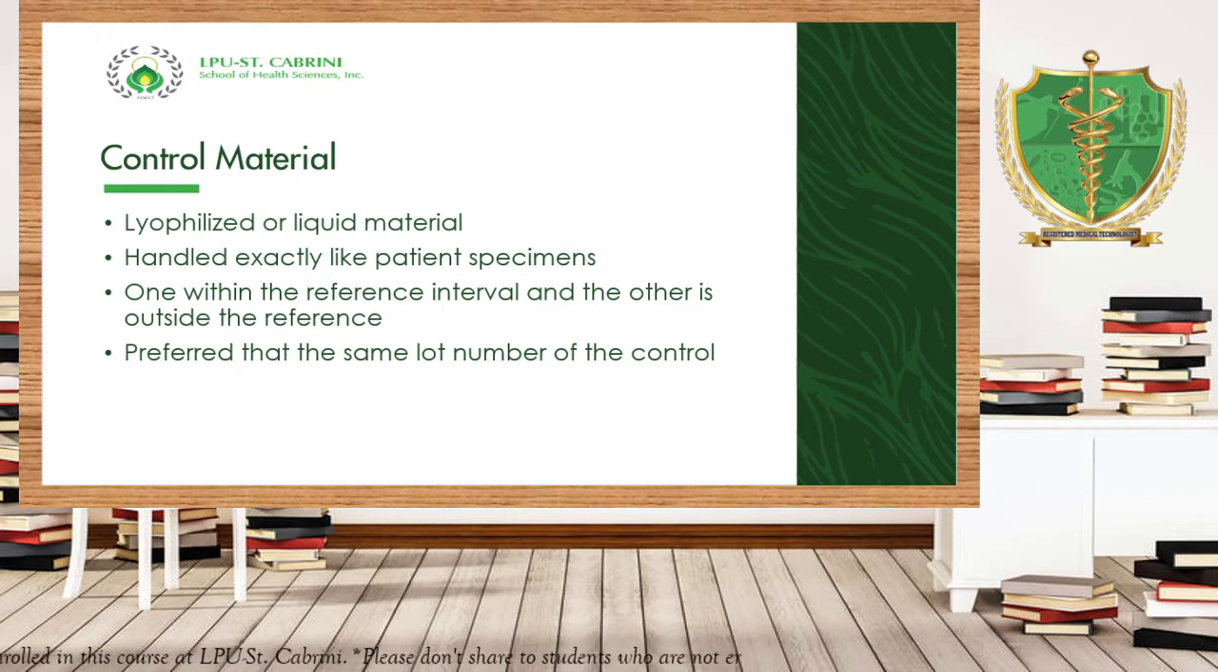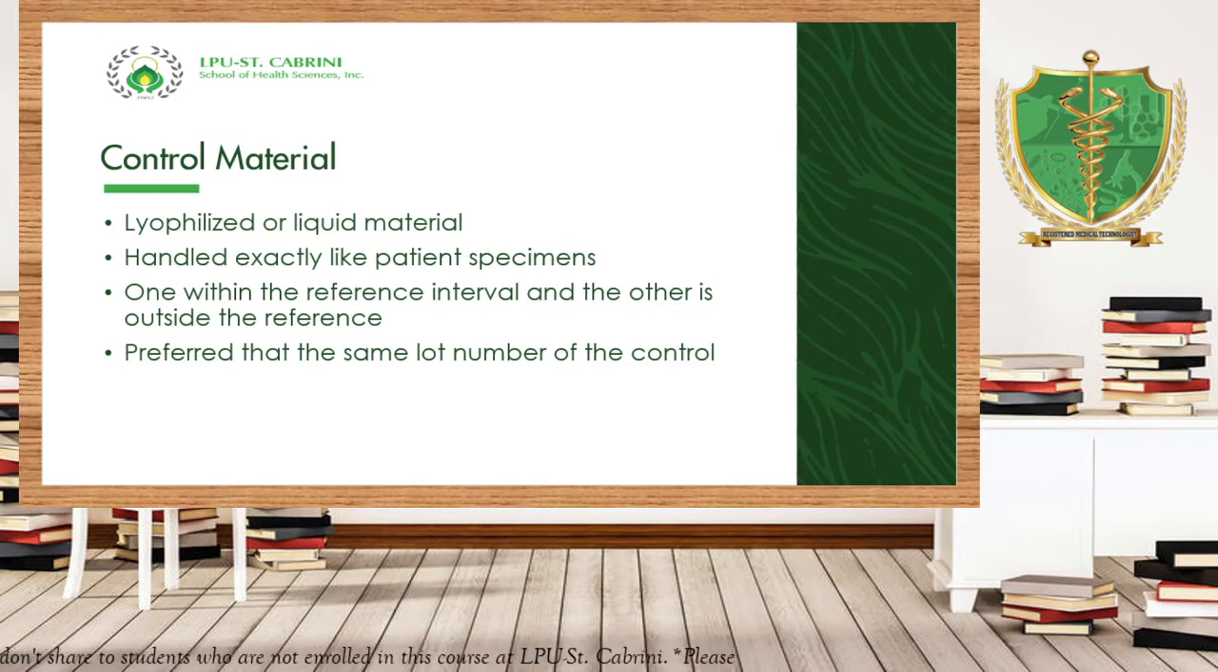Okay? And control material should be handled exactly the same way as we handle our patient sample. Usually control materials are two, or in pair. One is within the reference interval and the other one is outside the reference interval. Why? What is the purpose of having one within the reference range and the other one abnormal? Sometimes that is the positive control and the negative control. What is the purpose of that?